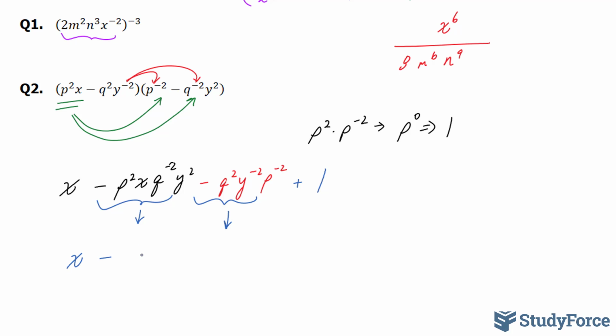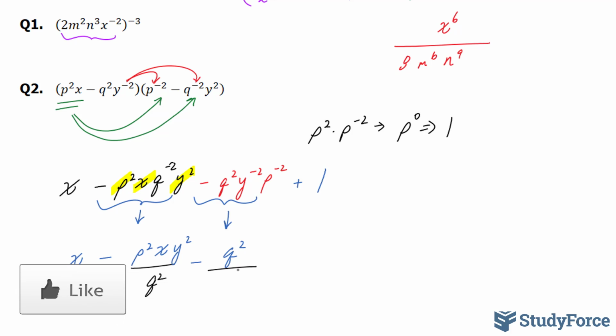X minus p to the power of 2 x y to the power of 2. Notice that this component and that component remained at the top, and at the bottom of this term we'll write down q to the power of 2. Similarly, minus q to the power of 2 will be at the top, and at the bottom we'll have y to the power of 2 and p to the power of 2, plus 1. This expression that we have here is an expanded version of the expression we started with, without any negative exponents.